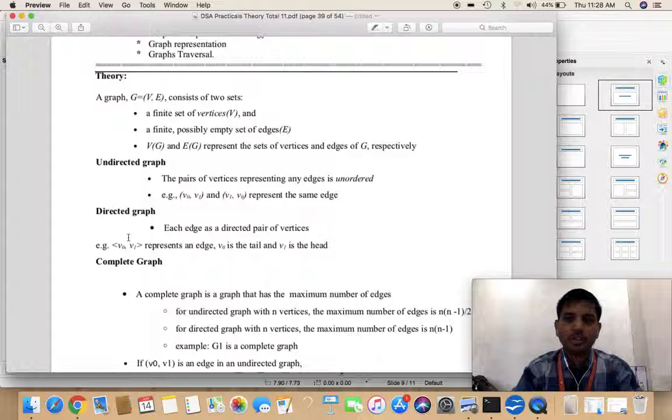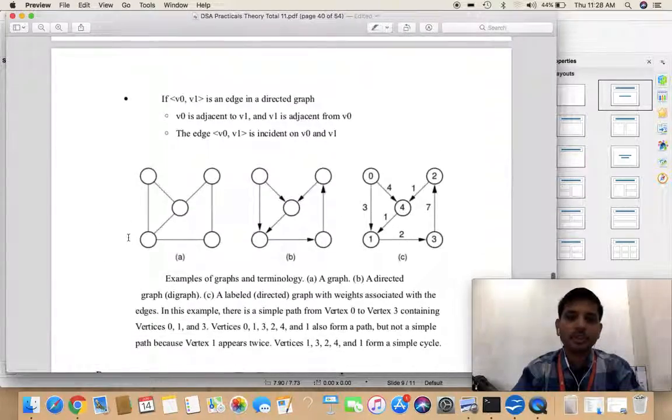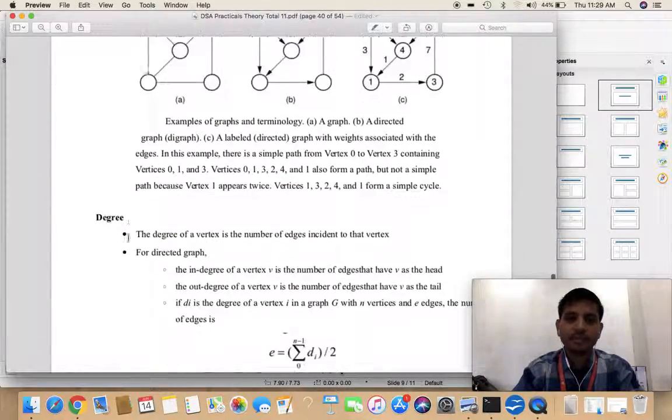If all the edges do not have a direction, then that type of graph is known as an undirected graph. And if in a graph one of the edges or all the edges have a direction, then it is known as a directed graph. So here some examples of graphs are given.